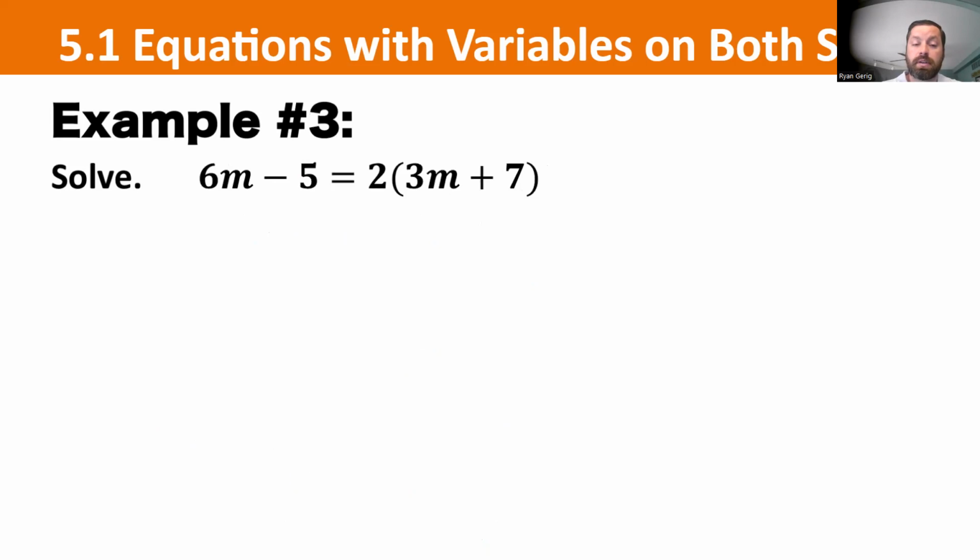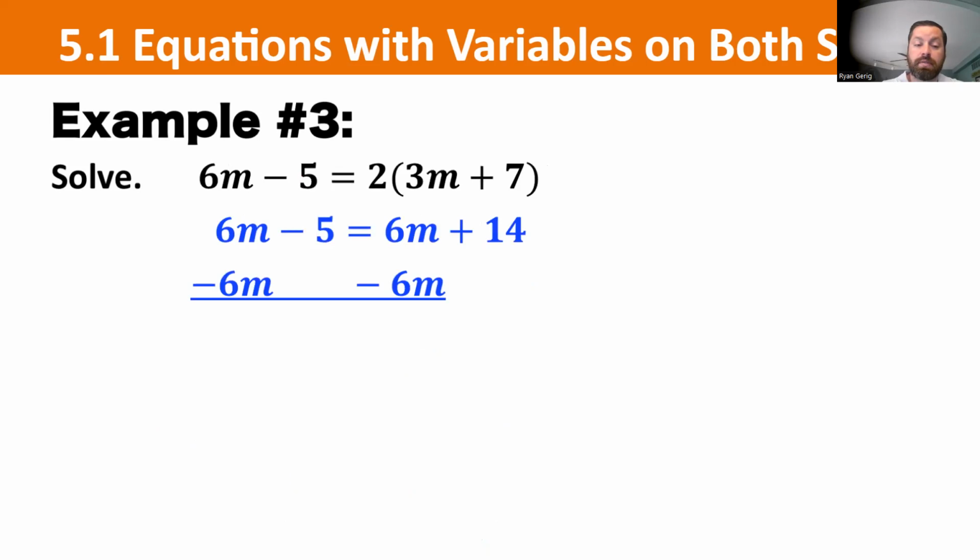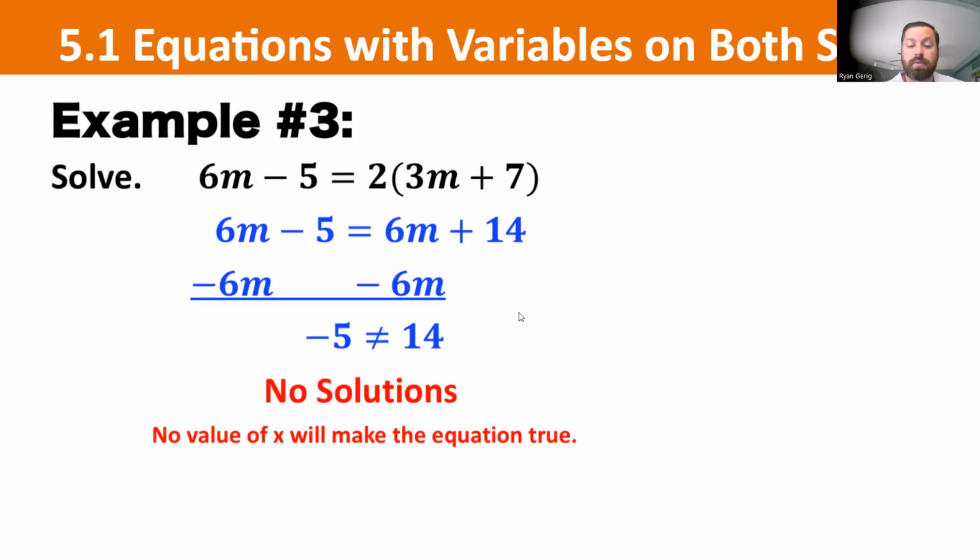Well, I said that's one possibility. What's the other possibility? So let's try this one. Let's distribute the 2. So 6m minus 5 equals 2 times 3m is 6m, and 2 times 7 is 14. I'm going to subtract 6m from both sides. And what happens? Well, 6m minus 6m is 0m. So all I have left on the left-hand side is negative 5. 6m minus 6m is 0m. All I have left on the right-hand side is 14. Those two numbers are not equal. In the previous slide, they were. If those two are not equal, that means I have no solutions. And that means no value of x will make the equation true. I can try as many times as I want. The left side will never equal the right side.